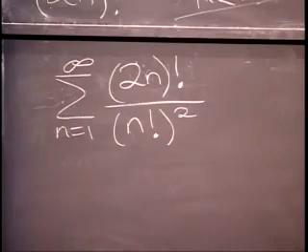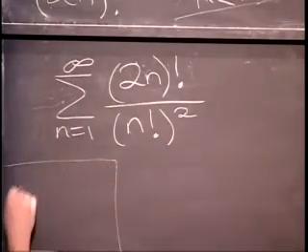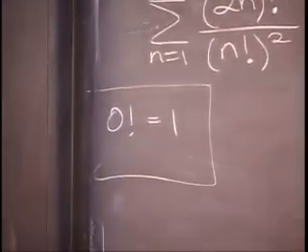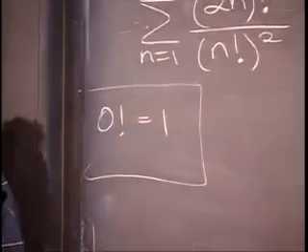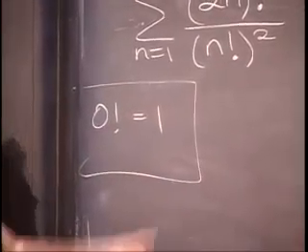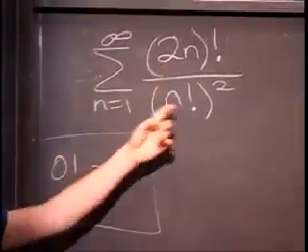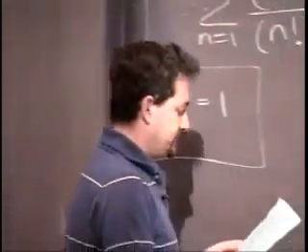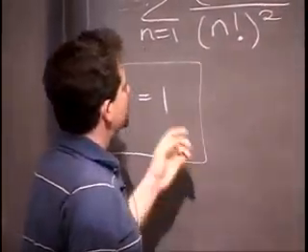By the way, we'll need it later. Just want to remind you, 0 factorial by definition is 1. So actually, I could have started this sum at 0, and it would have made sense. It would have been 0 factorial over (0 factorial) squared, which is actually 1 over 1. But it doesn't matter where you start these series. So let's take a look at it.